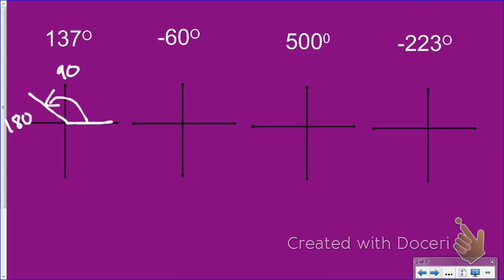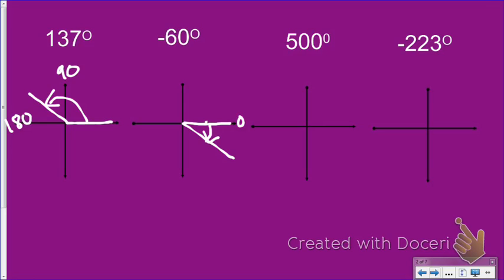Now if I have a negative angle, I'm basically going in the opposite direction. So I'm still going to start at 0 with my initial side, but instead of going 60 degrees this way, I'm going to go 60 degrees in the opposite direction. If I go backwards, I know this, instead of being 270, would actually be a negative 90. So a negative 60 would land here in the 4th quadrant. When I have a negative angle, that arrow goes the opposite direction.